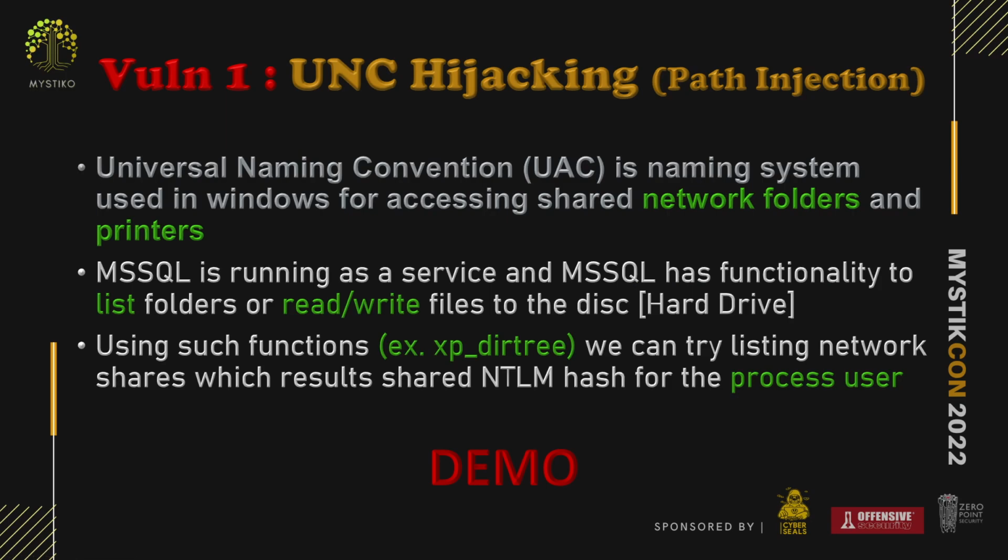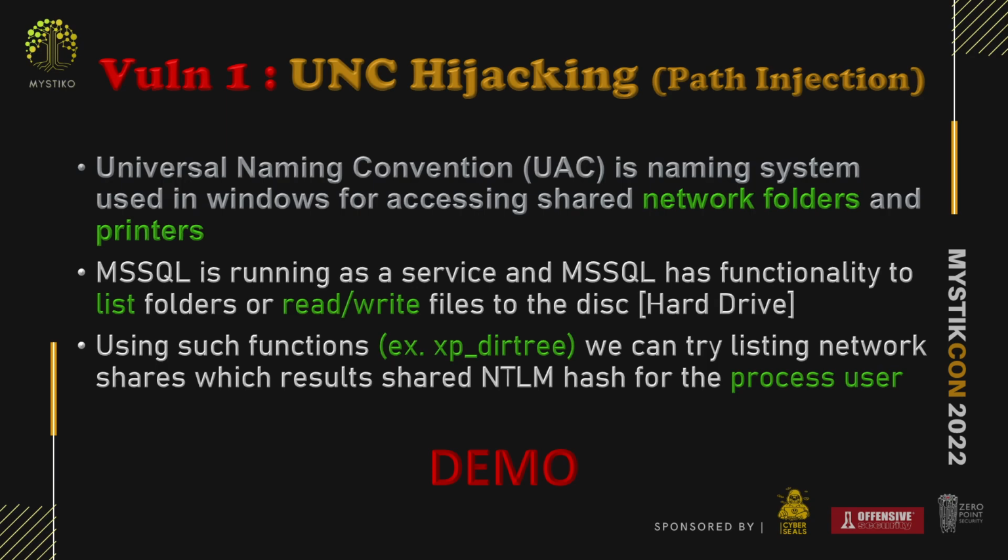So finally, we are at our first vulnerability, UNC hijacking or UNC path injection. UNC is the Universal Naming Convention, a naming system used in Windows environments for accessing shared network folders and printers. It's the same as what we used earlier, backslash backslash IP address with the share name. Instead of that IP address, we can supply a machine name. MSSQL is running as a service, and MSSQL has the functionality to list folders or read and write files on the disk. Now, if any program has the feature to read, write, or list files and folders in a Windows environment, it can even list, view, or write network or remote folders.